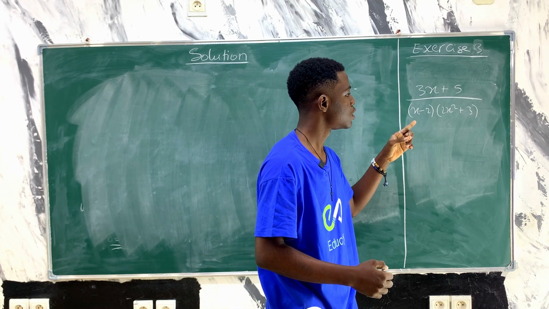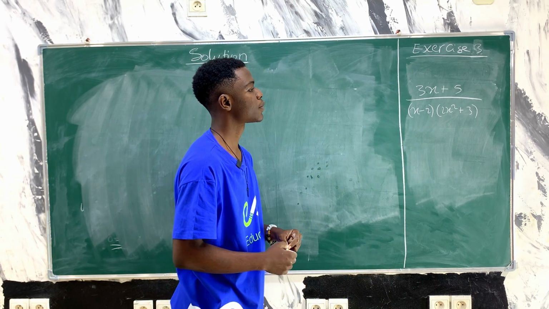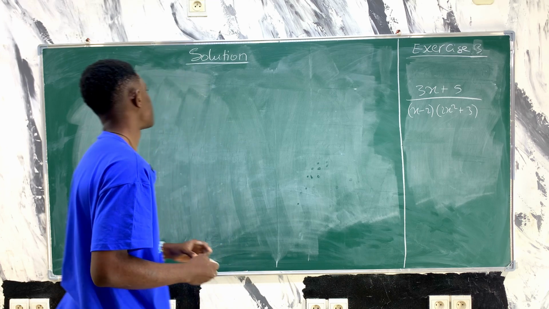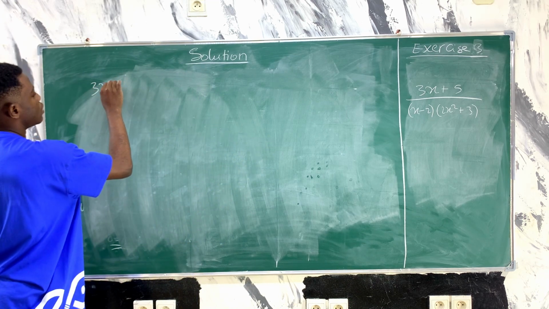x minus 2 into 2x squared plus 3. So we have to change that to partial fraction. Let's copy back the question.